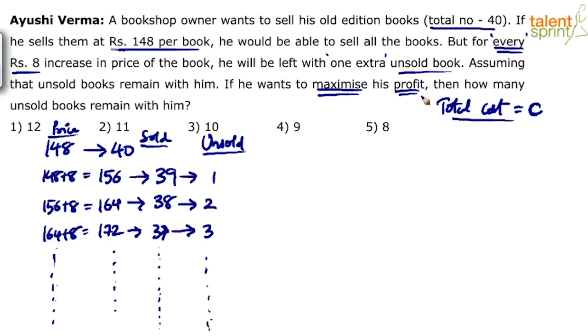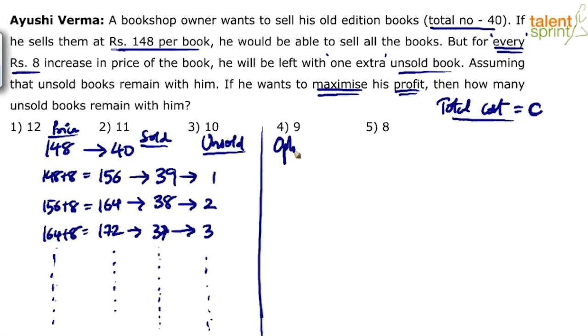So what we can do is, instead of solving it straight, let's go by options. Let's look at the options one after the other. Find out the selling prices based on the given options, and see where we get the maximum selling price, maximum revenue basically, because he wants to maximize the profit. So how many unsold books remain with him? The question is about unsold books. We know that if there are 3 unsold books, the price will be 172. If there are 11 unsold books, what will be the price? If there are 12 unsold books, what will be the price? And so on. So let's go option by option.